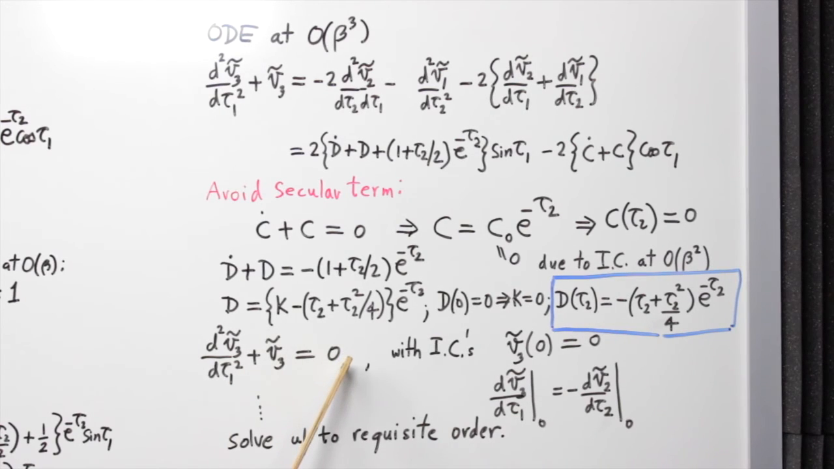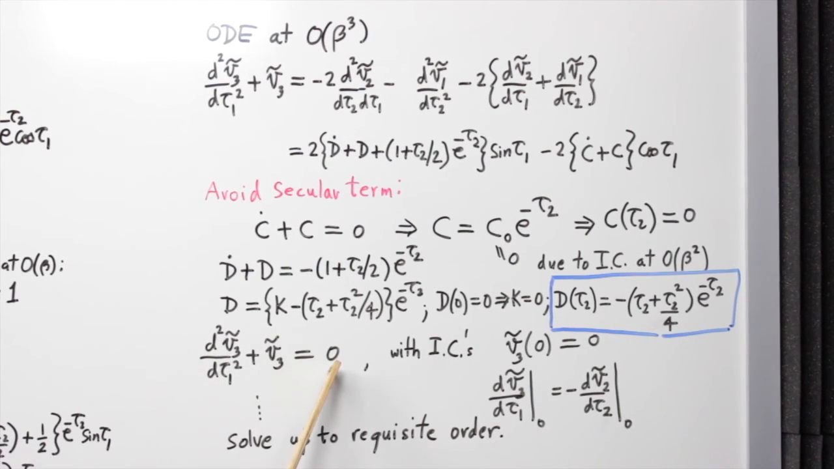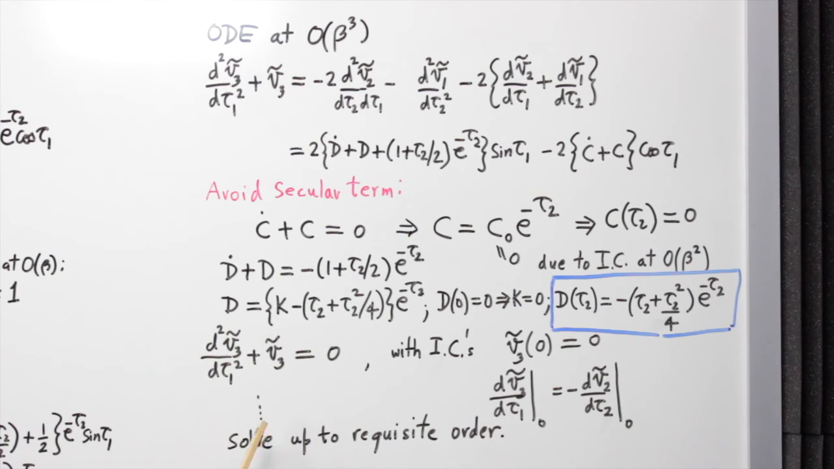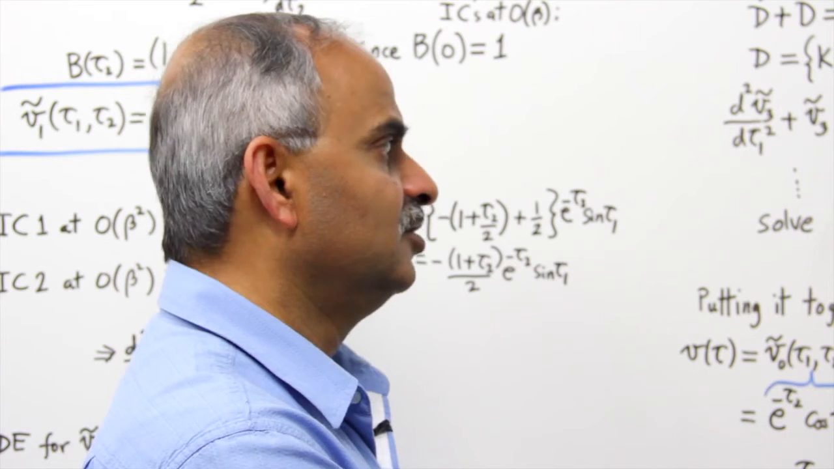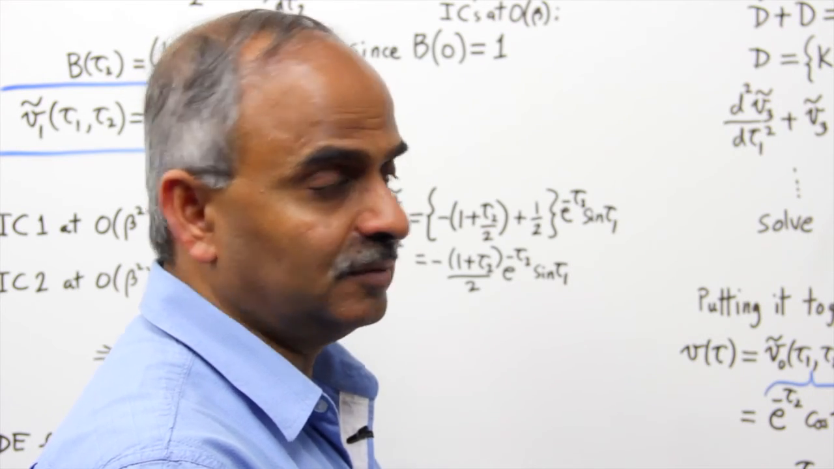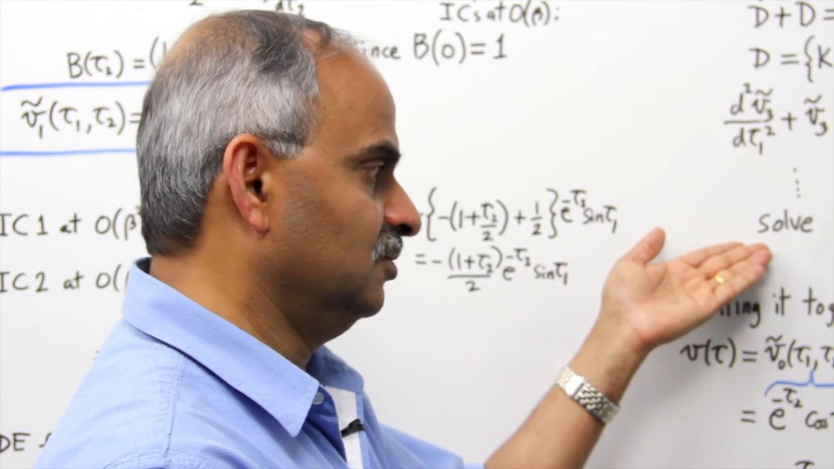Now that the secular terms have vanished, again we have a homogeneous differential equation for v3 tilde, and we have these initial conditions on v3 tilde. We can solve this homogeneous differential equation, and then its coefficients would be unknown functions of the slowly varying variable, and so those can be found at the next order and so on. And so we can keep on proceeding in this way so that we have a solution up to the requisite order, up to the requisite accuracy that we desire.